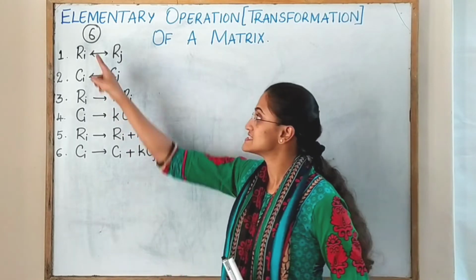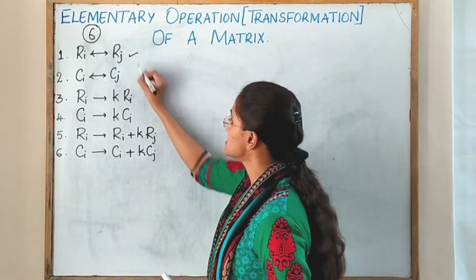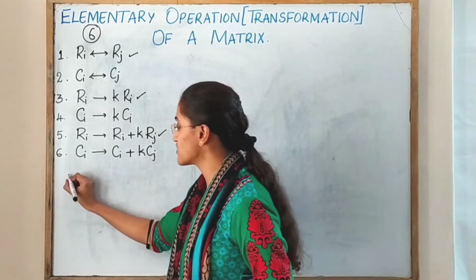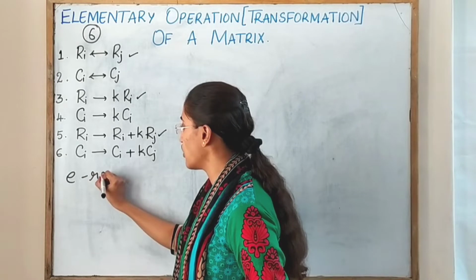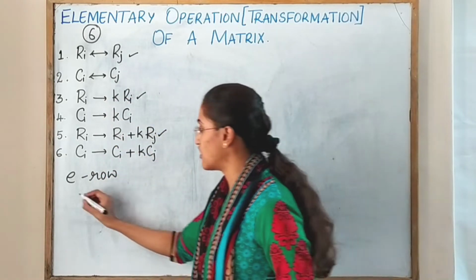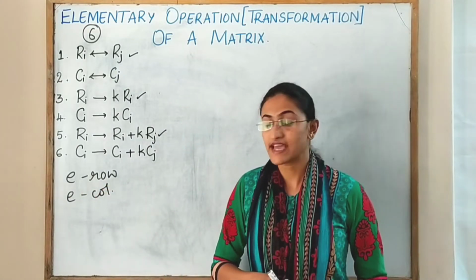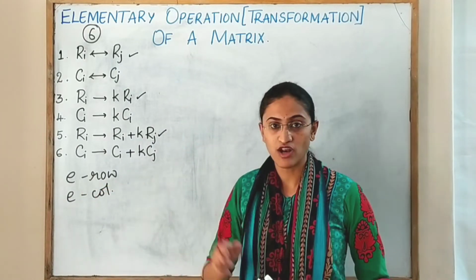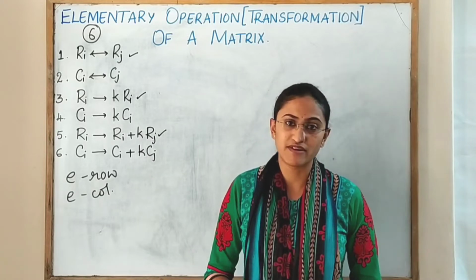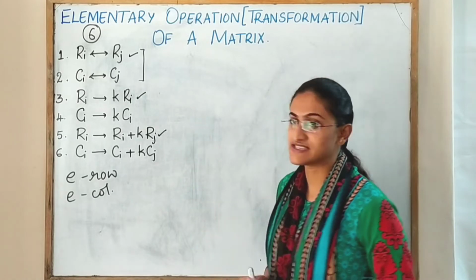We have got 6 elementary transformations. Out of that, the first, third and the fifth are called elementary row operations, and second, fourth and sixth are called elementary column operations. We can use either row or column operations. It's left to our preference. We shall take the first two in the first stage.